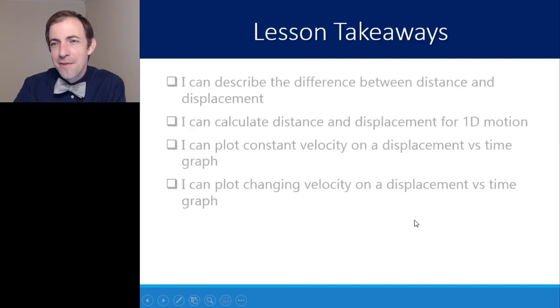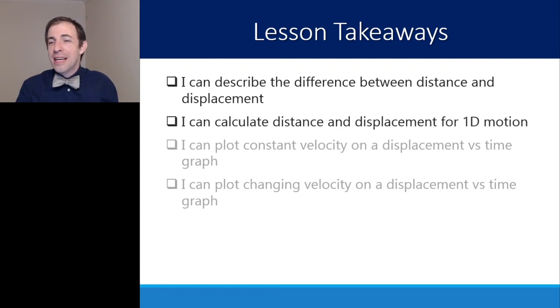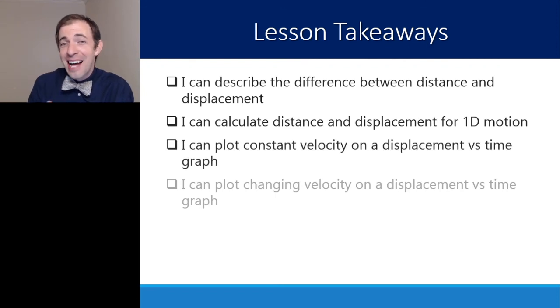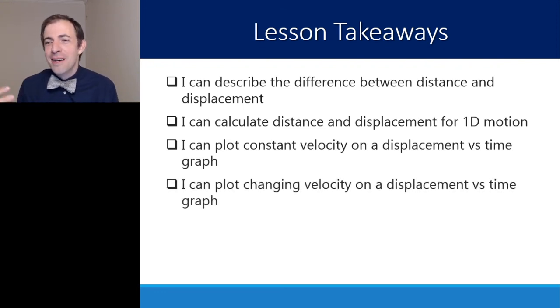All right, so in this video, you should be able to describe the difference between distance and displacement: how far the crow flies, or how far overall you've traveled. You can calculate distance and displacement for one-dimensional motion, moving backward and forward. You should be able to calculate or plot a constant velocity on displacement versus time, something that's going forward or something that's going backward, and then plot the changing velocity, this curve, on a displacement versus time graph, and be able to recognize which graph is which and what those pictures should look like.